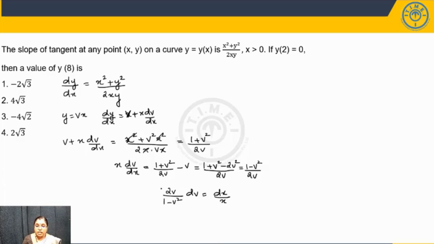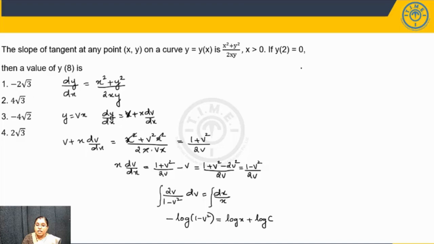Now we have to integrate both sides. When you integrate 1 minus v square, the derivative of 1 minus v square is minus 2v dv. So let's write minus log 1 minus v square equal to log x plus log c. So this is what we are getting. Minus log 1 minus v square is equal to log x plus log c.